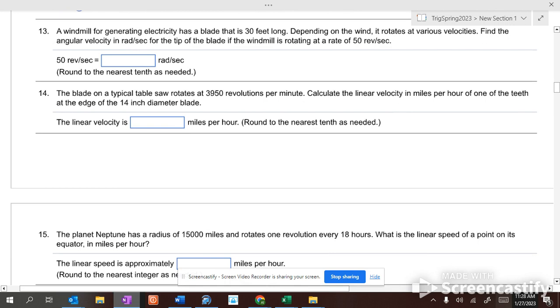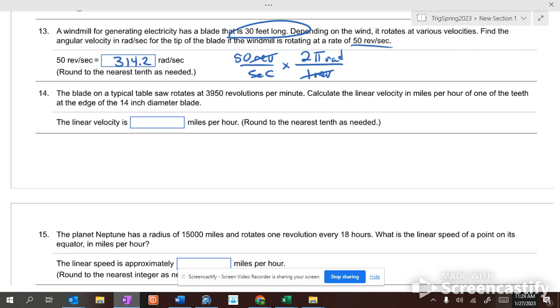A windmill for generating electricity has a blade 30 feet long. Depending on the wind, it rotates at various velocities. Find the angular velocity if it's going 50 revolutions per second. So if we're at 50 revolutions per second times how many radians in a revolution? 2 pi radians over 1 revolution. So it's 100 times pi, or 314 radians per second, 3.142. 314.2 radians per second.